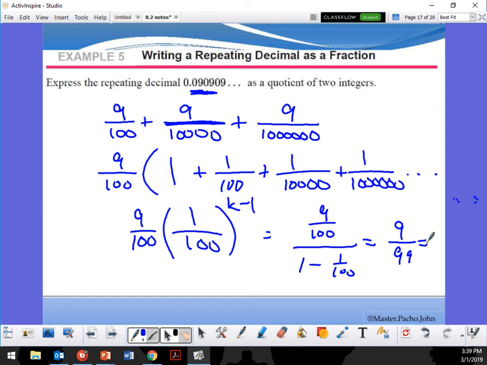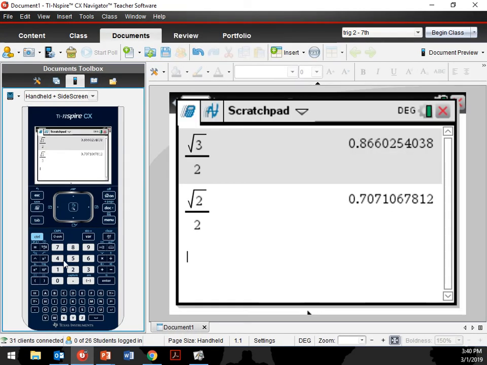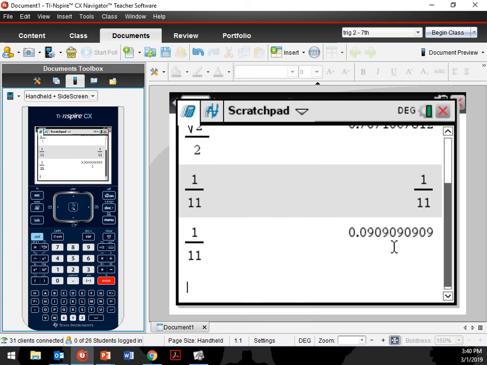So it's 100 minus 1, which comes out to be 1 over 11. Ah, dang it. Put 1 over 10. 1 over 11. Yeah. Let's see what my calculator says. 1 over 11. Oh, wrong screen. So we get scratch pad 1 divided by 11. There we go.